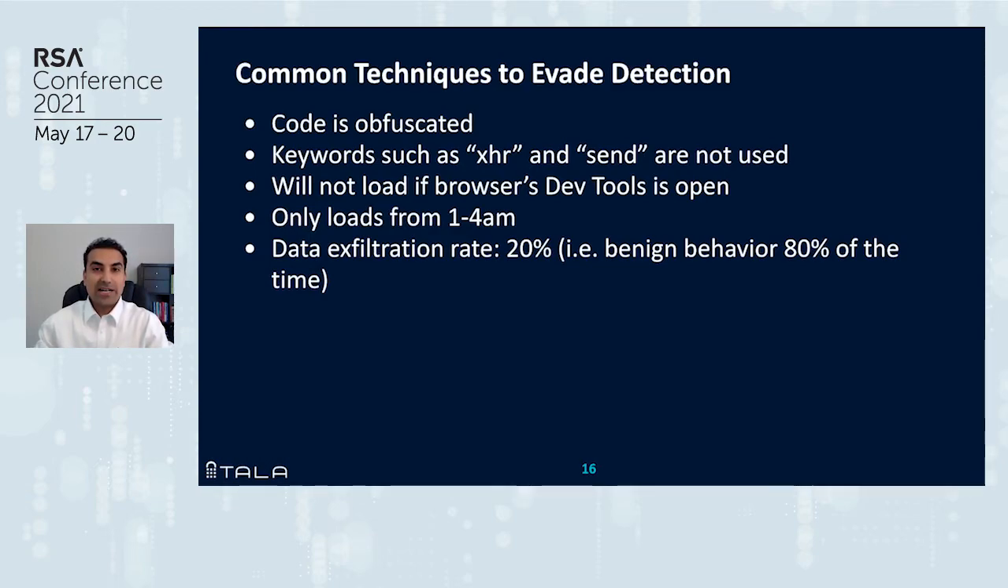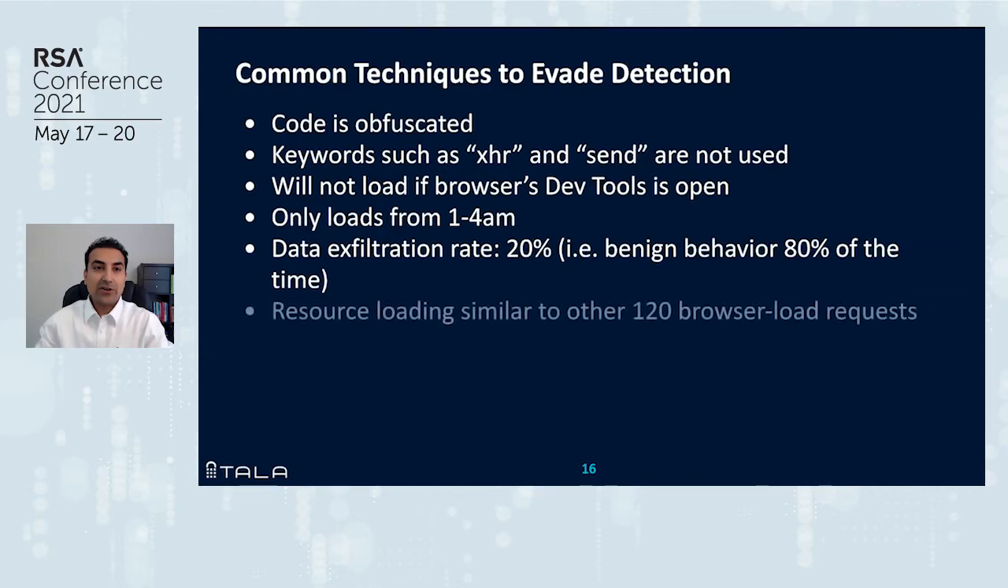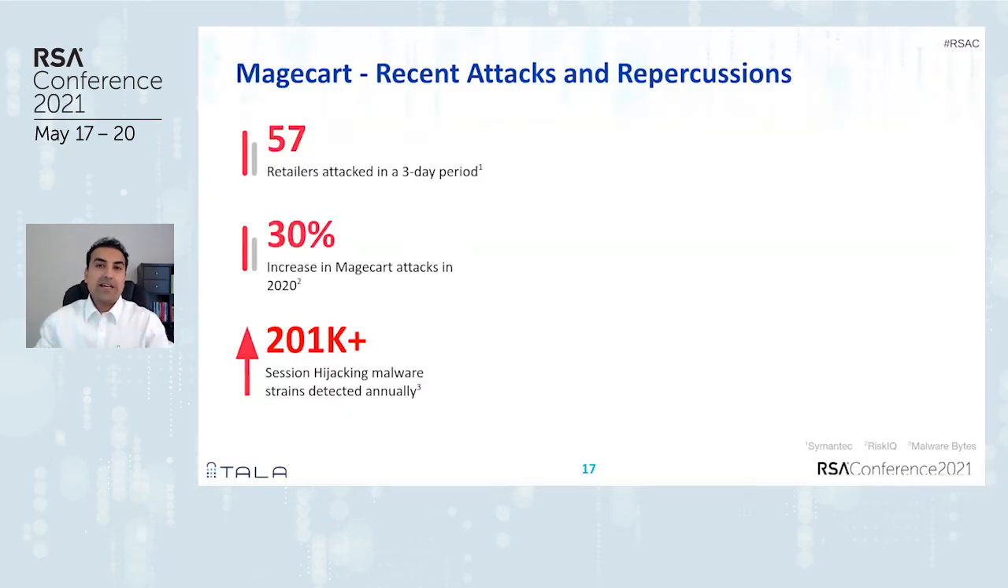Lastly, I wanted to add that the network request to fetch the attack scripts is exactly identical to the other 150 network requests that the browser makes in those 2 seconds. How are you going to distinguish the good and the bad? It's like finding a needle in a haystack, in my opinion. And that explains why these attacks mostly go undetected.